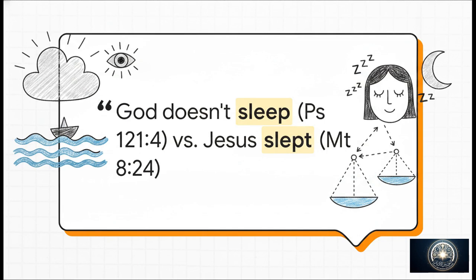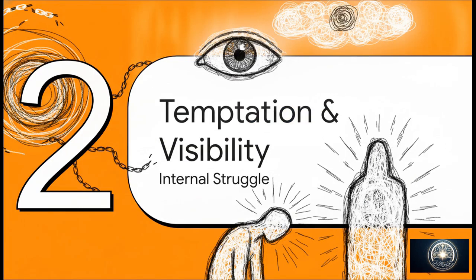Now, the scriptural addresses provided for this argument are super specific. For Jesus sleeping, the chart points to Matthew 8:24, which is a narrative account of Jesus sleeping in a boat during a huge storm. For God, it reaches back into the Old Testament, citing Psalm 121:4, which explicitly states that the protector of Israel neither slumbers nor sleeps. Keeping our tone strictly analytical here, you can really see how methodically the author is layering these citations to emphasize physical constraints. Moving right along to Section 2, Temptation and Visibility, where things shift to the internal struggle.